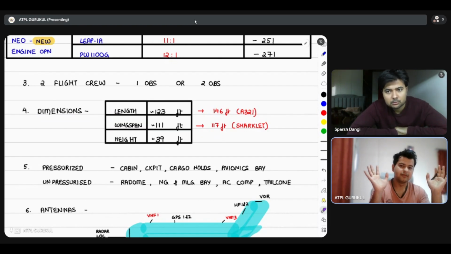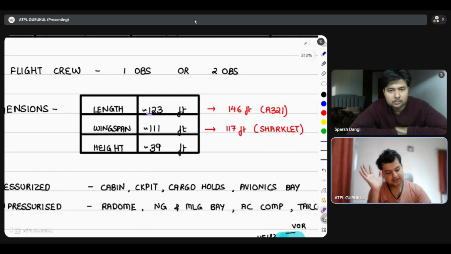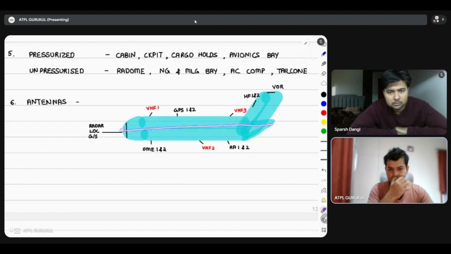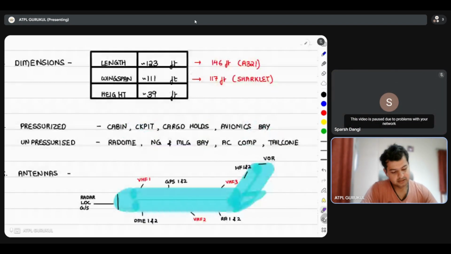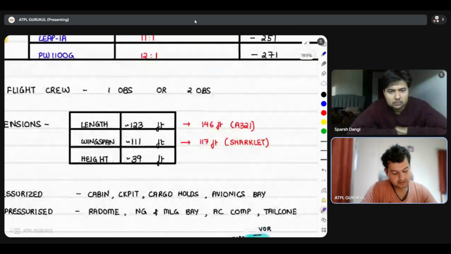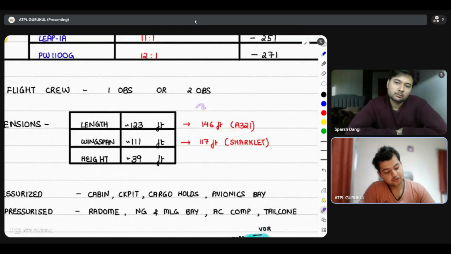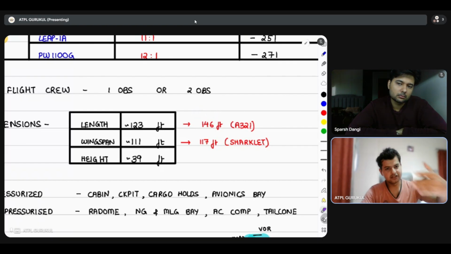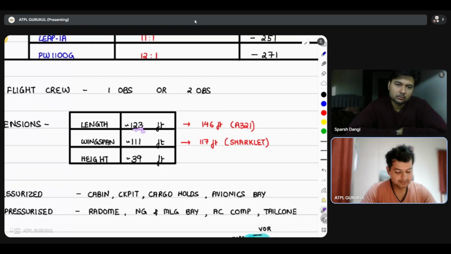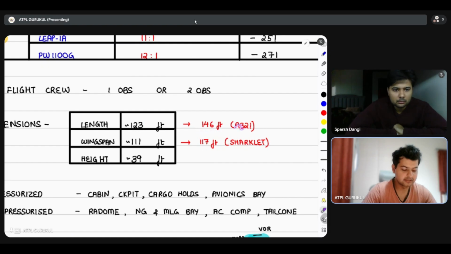Okay, so what is the length? Length is 123 feet. 123 means from the nose of the aircraft all the way to the tail of the aircraft. How much is the length? It is 123 feet. Okay. Now, if you stretch the fuselage to make it a 321, you add 23 more feet in the cabin, some ahead of the wing, some behind the wing, which makes it 123 plus 23, 146. That's for an A321.